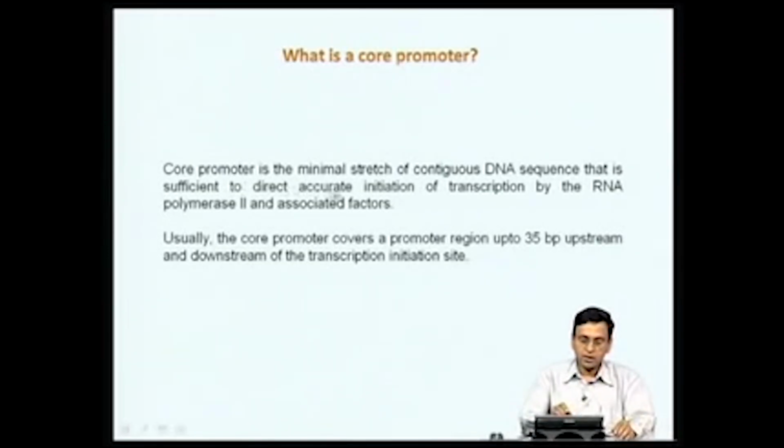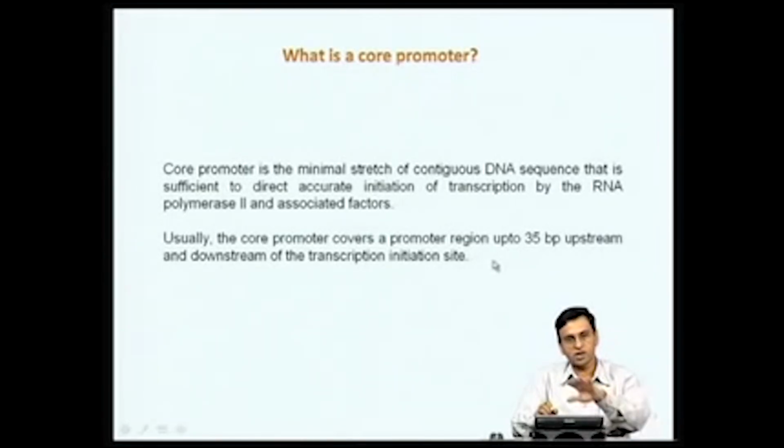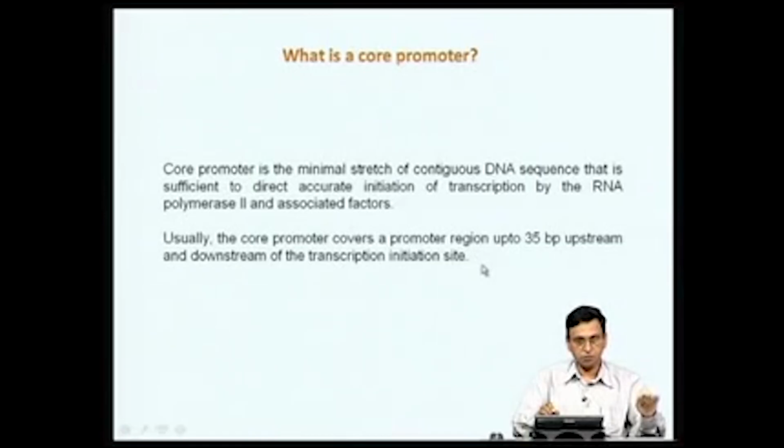Now, core promoter can be defined as the minimal stretch of a contiguous DNA sequence that is sufficient to direct accurate initiation of transcription by RNA polymerase 2 and its associated factors. This is the simplest definition one can think about, and usually the core promoter covers a region about 35 base pairs upstream or 35 base pairs downstream of the transcription start site. Now, we all know the transcription start site is designated as +1, and today we are going to discuss the promoter elements within about 35 base pairs either upstream or downstream of this transcription start site, and this is what constitutes a core promoter sequence.